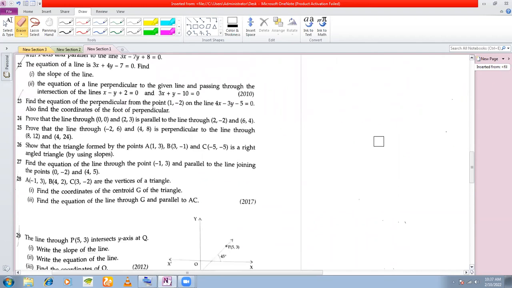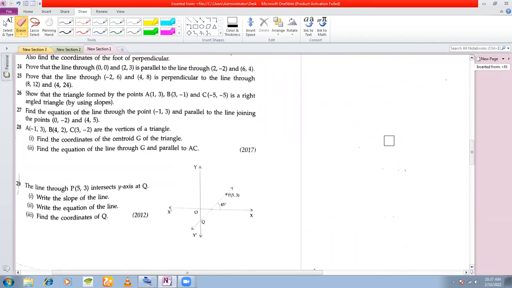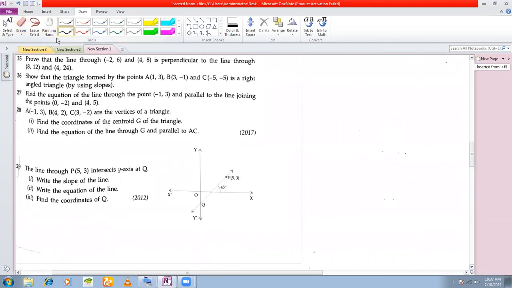Number 27. After that, I'll do 28, or not 28. Sorry, 29, I should do. Okay. Now the diagram is not too visible. I'll just overwrite it here instead of drawing afresh. This is given to be 45 degree, and this point P is given to be 5, 3. Okay. This is the origin. This is the x-axis, x dashed. This is the y-axis, right?